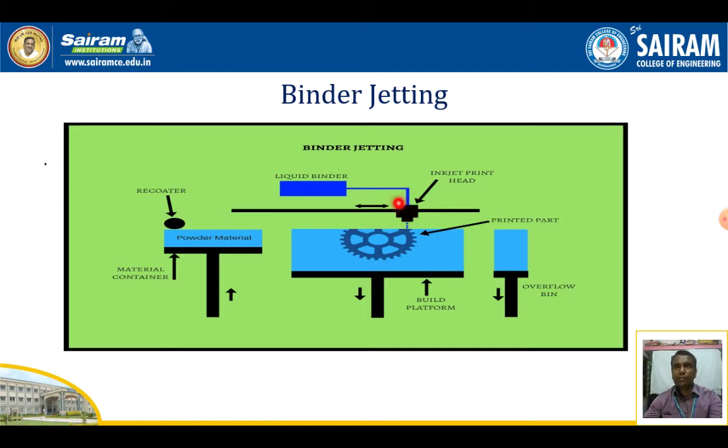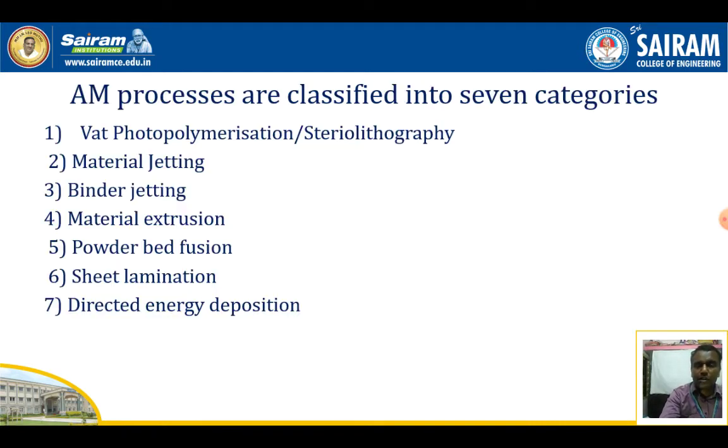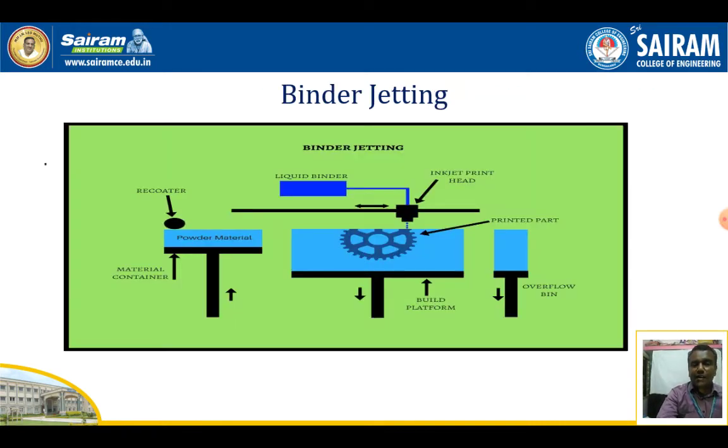The print head with the binder moves in the x and y directions, and the build platform moves in the z direction. Parts have poor mechanical properties, so they are not used for structural applications. Then let us discuss the process steps.